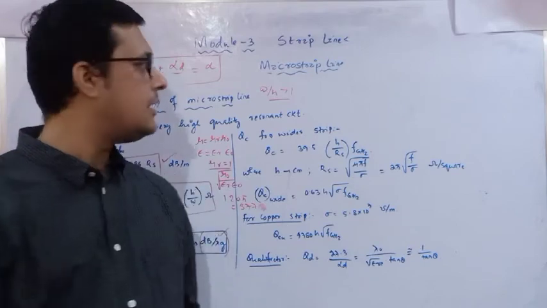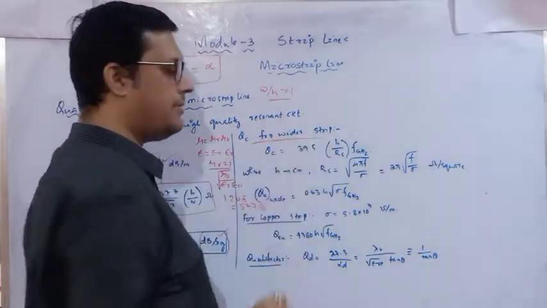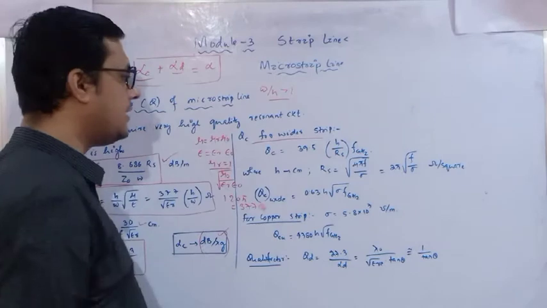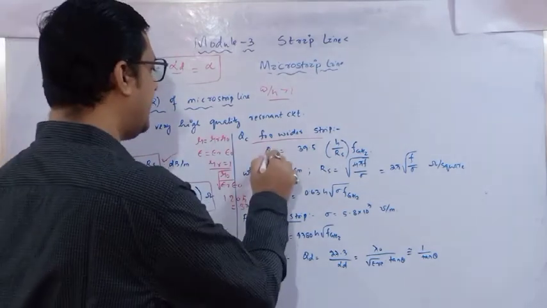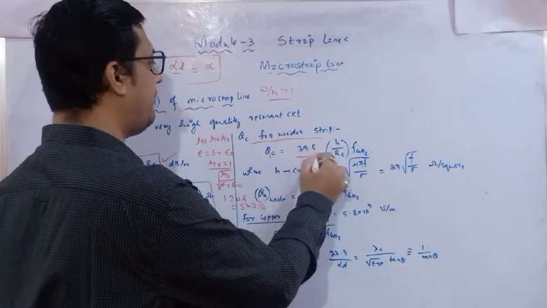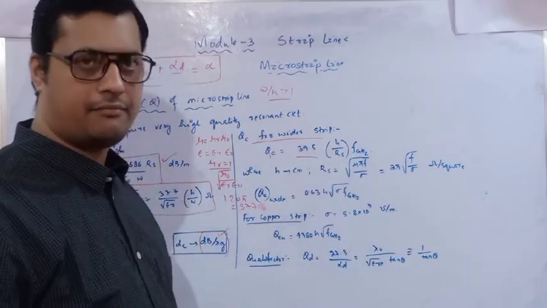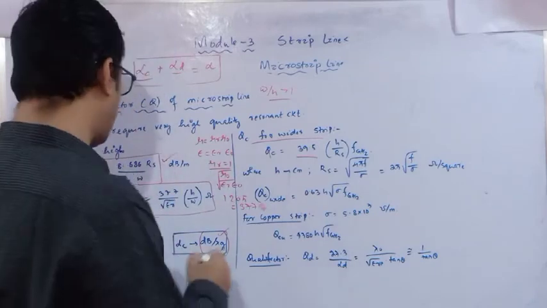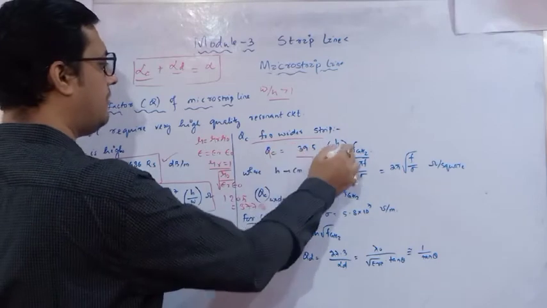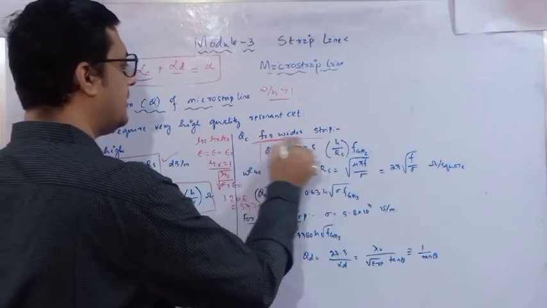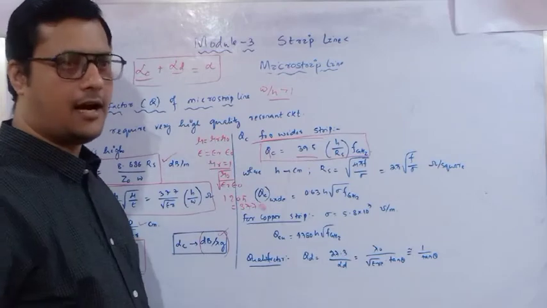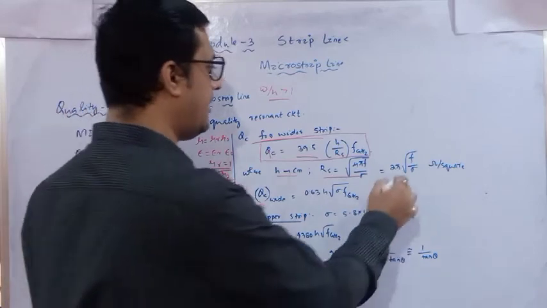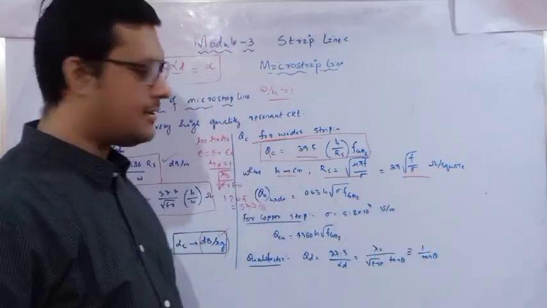Now we will see what will happen for the wider strip, meaning W by H ratio is greater than 1. So we have used this alpha c. And this Qc can be determined as 39.5 H by Rs into F, because operating frequency plays a vital role and surface resistance plays a vital role. So Qc is 39.5 H by Rs into F, where F is in gigahertz, H is measured in centimeter, and Rs is the surface resistance, measured in ohm per square.